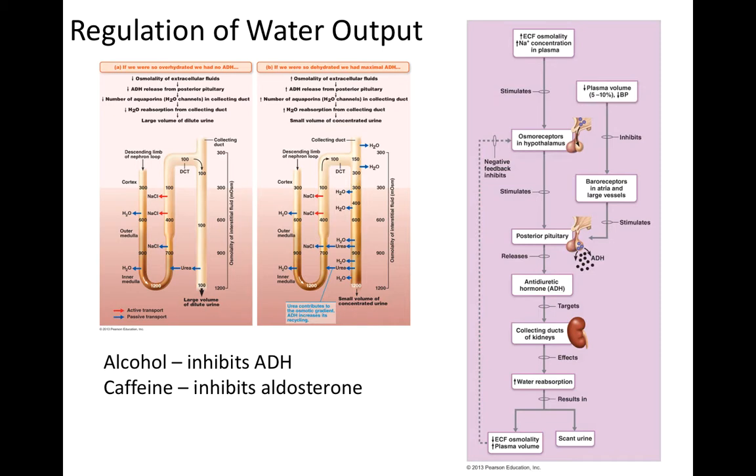Caffeine is also going to do this. It's a dehydrator. It's a diuretic. It does so by inhibiting aldosterone. So when aldosterone is inhibited, then we know that we're not going to reabsorb sodium, which means that we're not going to reabsorb water. Again, dehydrating. So both of these chemicals dehydrate us. When you mix them together, you're really kind of knocking out pretty much all the major mechanisms to rehydrate your body. So you want to be careful with that.